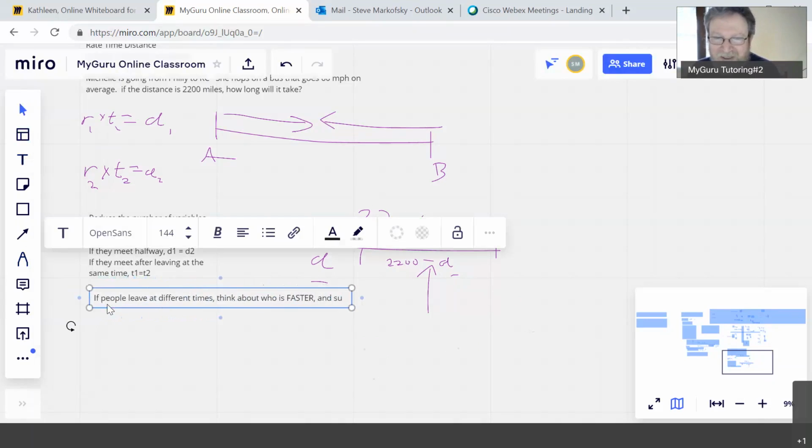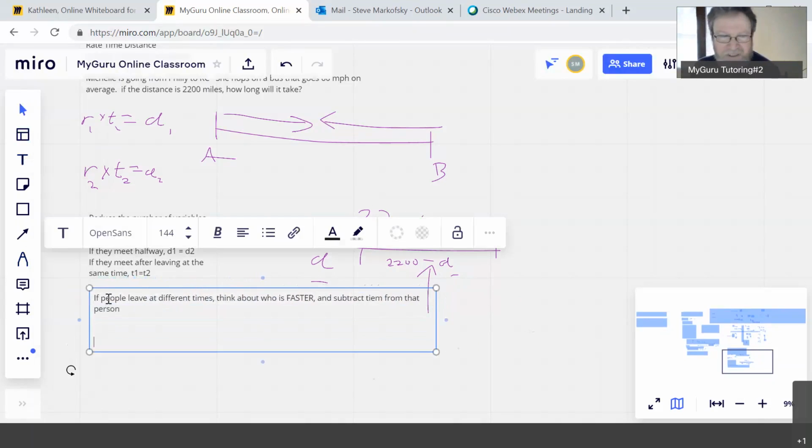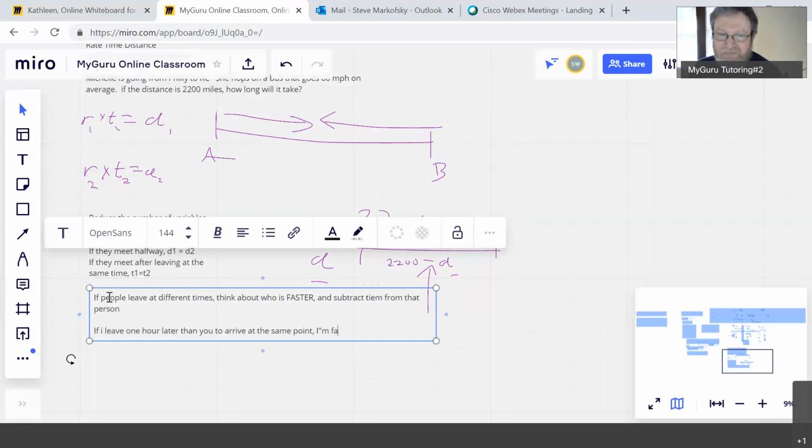And subtract time from that person. All right, so what do I actually mean by that? Well, for example, if I leave 1 hour later than you to arrive at the same point, I'm faster, right? Because we're getting to the same point, we're arriving at the same time.